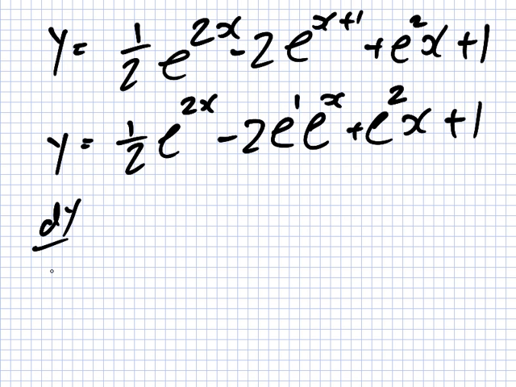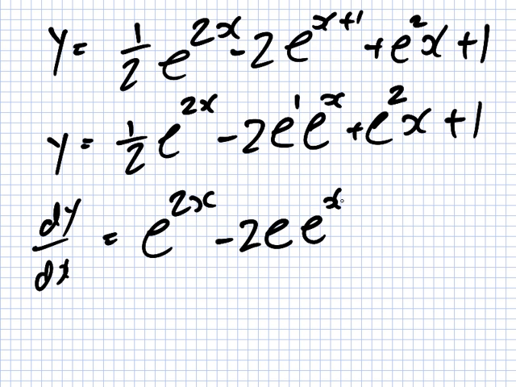Now do you remember the derivative here of e^kx? k·e^kx. So this will become what? e to the power 2x. What will this become? Minus 2e·e^x, because e^x doesn't change. And what will this become at the end? e squared, because the e squared is like a constant on it. And what should that equal? Zero, for maximum or minimum.